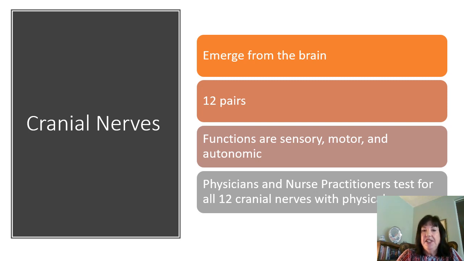The cranial nerves emerge from the brain. We have 12 pairs of cranial nerves. They have various functions. I'm not going to ask you to memorize it, but I want you to understand this because you're going to be reading history and physicals.